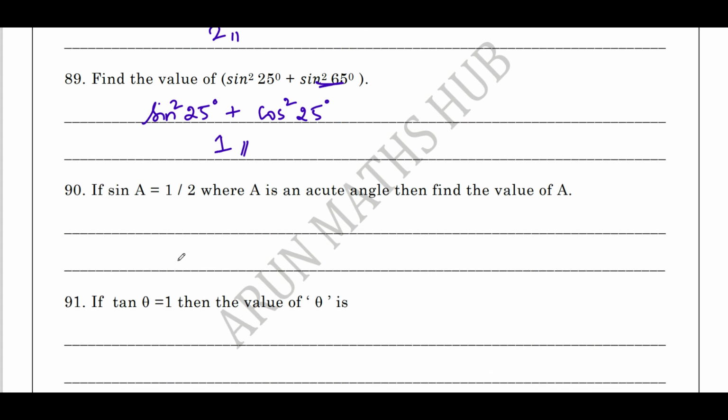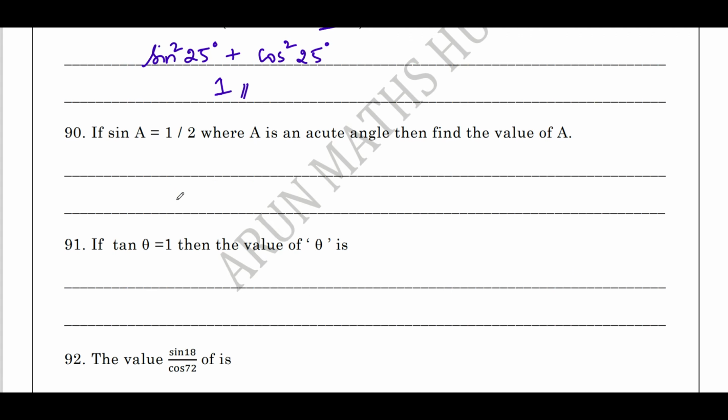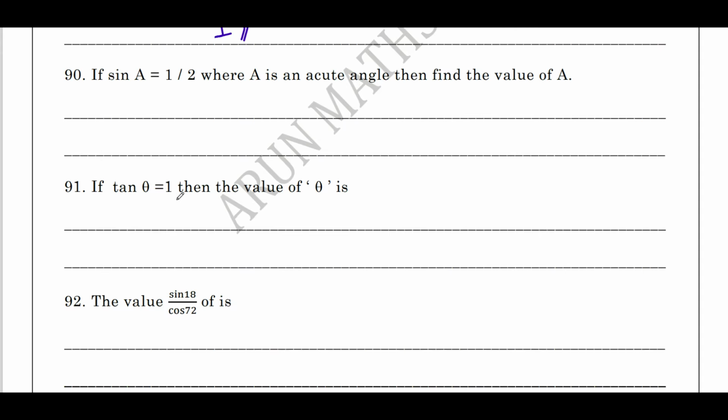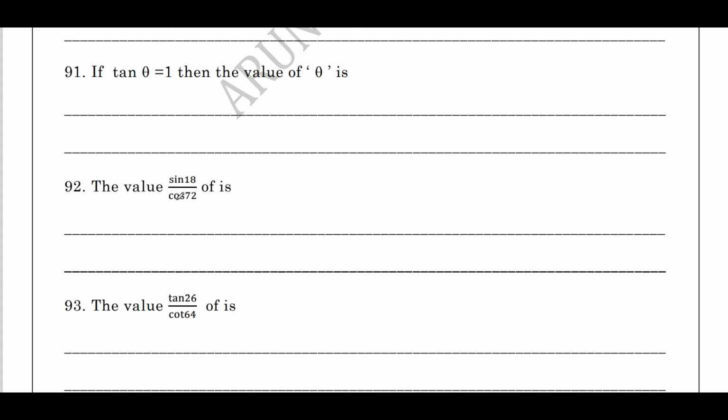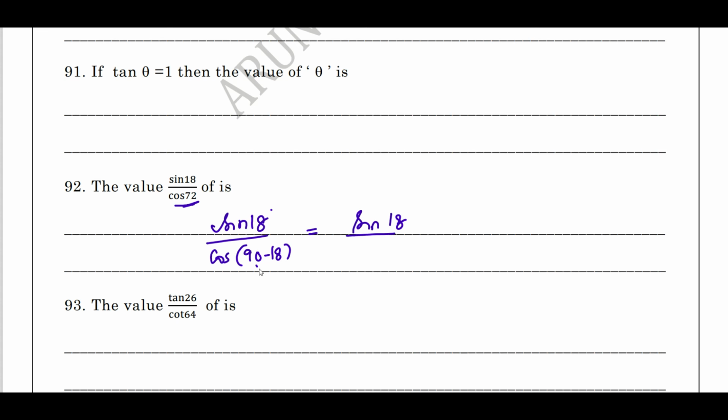Sin A equals 1 by 2, where A is an acute angle, then what is the value of A? In which standard angle is the value of sin 1 by 2? It is 30 degree. If tan theta is 1, theta will be equal to 45 degree. The value of sin 18 by cos 72. Sin 18 as it is, cos 72 can be written as cos of 90 minus 18. Cos of 90 minus theta is sin theta, so that is sin 18 by sin 18, which is 1. You can try it out.